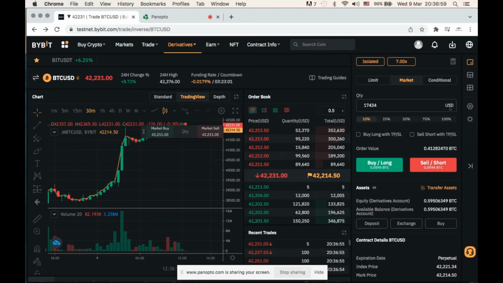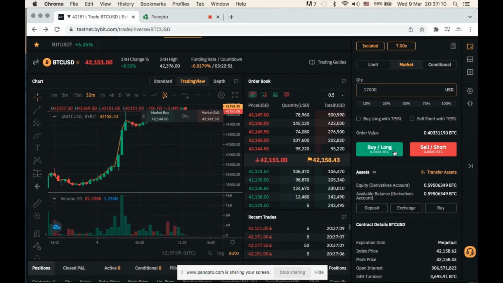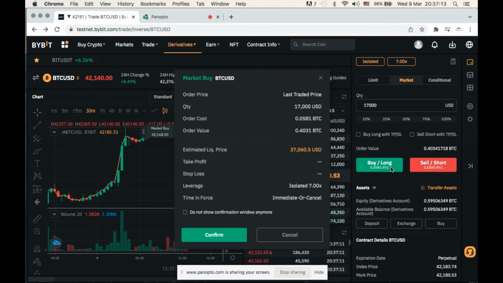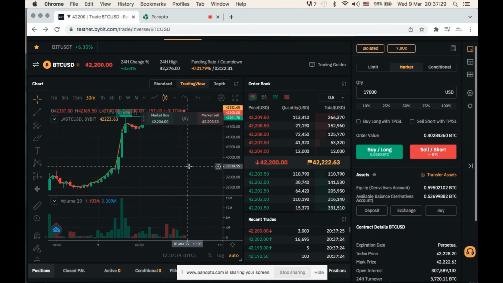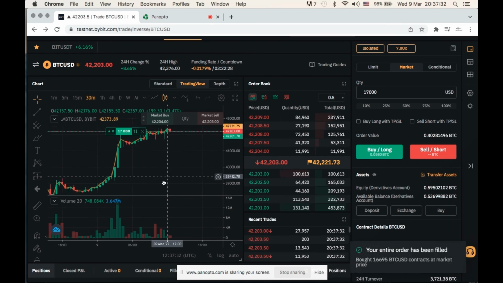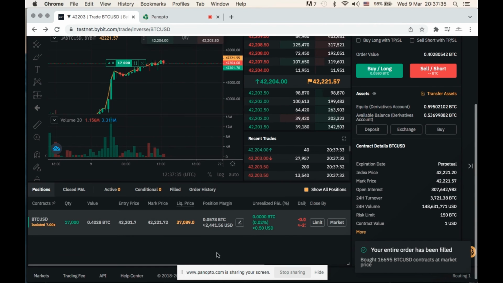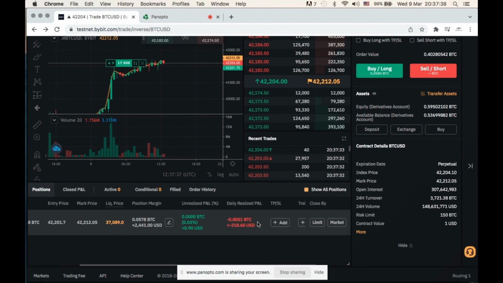These are USD contracts. So if I buy $7,000 worth of USD, it pretty much means the contracts, right? So I'm going to go ahead, buy long. You could see estimation liquidation price will be at 37,000. I will be buying at this price point, yeah. So go ahead, click confirm. I have long the market. Obviously, I'm betting that the price will go up at this point. But if the price goes down and touches my liquidation price, I'll get liquidated.